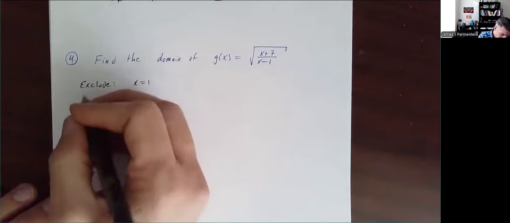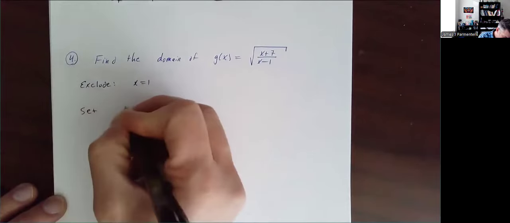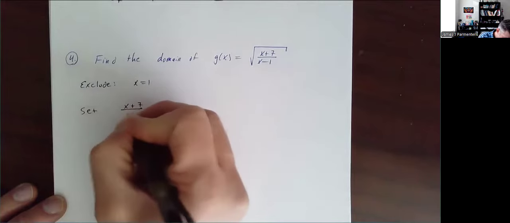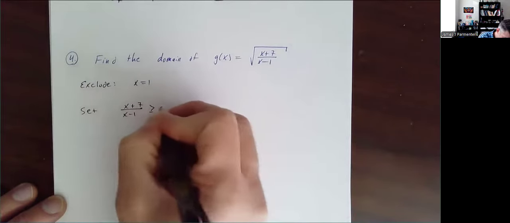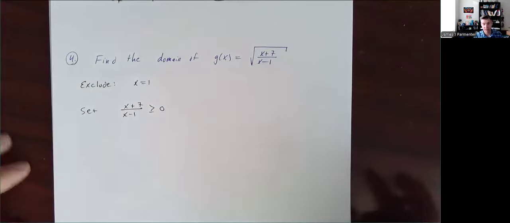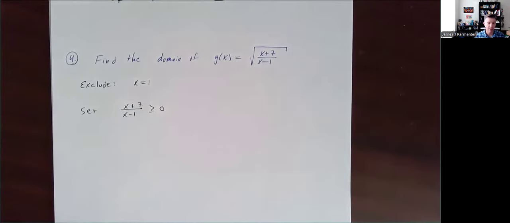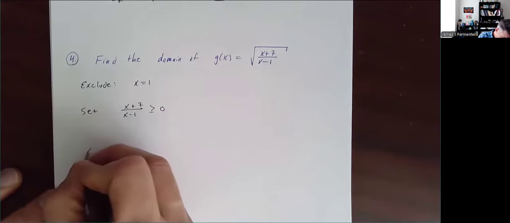But now I'm going to set x plus 7 over x minus 1 to be greater than or equal to 0. And honestly, the best way to solve this is to use the number line. Before I was saying how if you multiply a bunch of things together, we just care about the signs. That's also true when we divide things. So what I'm really going to do here is look at the number line.